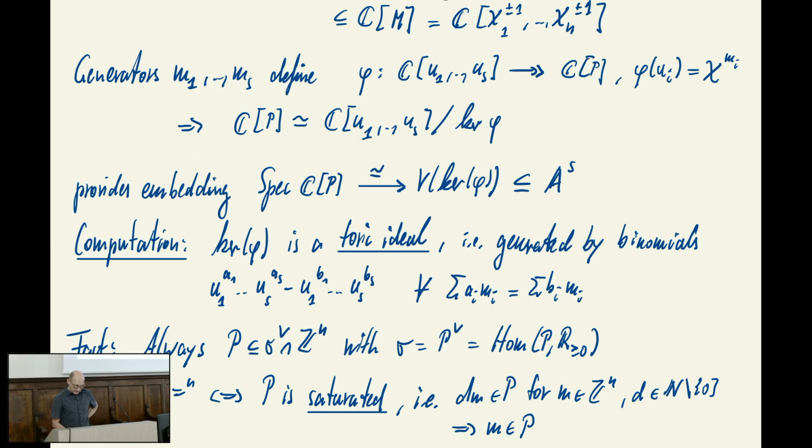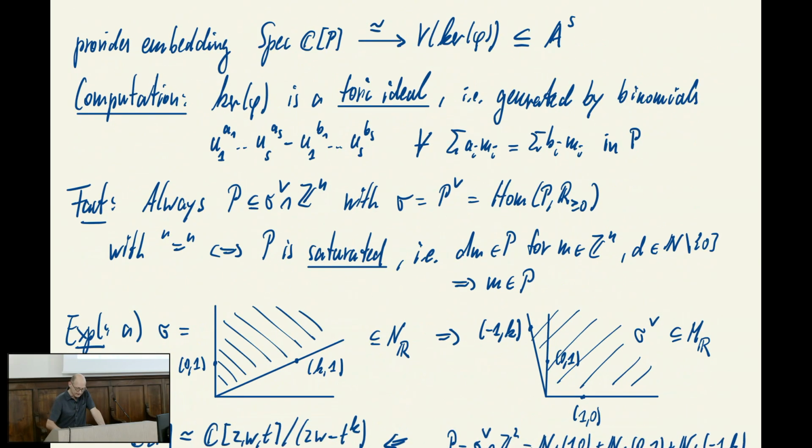Toric ideal means it's generated by binomials, and the binomials are of the form u_1^{a_1} ... u_s^{a_s} minus u_1^{b_1} ... u_s^{b_s}, whenever you have this relation, a relation in P. Okay, you can't write the minus or a quotient or something, right? That doesn't work. But you can write this equation, it makes sense in this monoid. Okay, so that can be computed in any case.